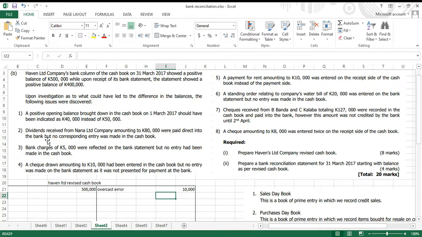Dividends received from Nana Limited Company amounting to 80,000 were paid directly into the bank, but no corresponding entry was made in the cash book. So we bought shares from Nana Limited, and as a shareholder, we are entitled to dividends. So we received dividends amounting to 80,000. So we have to debit our cash book. So we say debit our cash book dividends, 80,000.